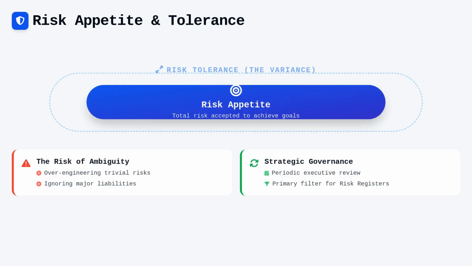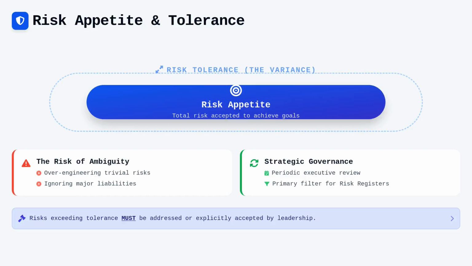These levels serve as the filter through which all risk register entries must pass. If a risk register records an issue that exceeds the defined risk tolerance, the organization is effectively forced to address it unless leadership explicitly accepts the deviation.